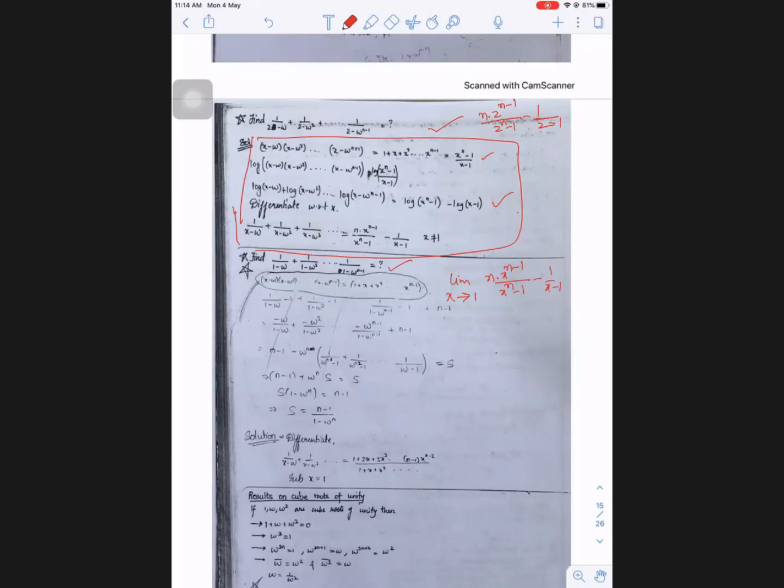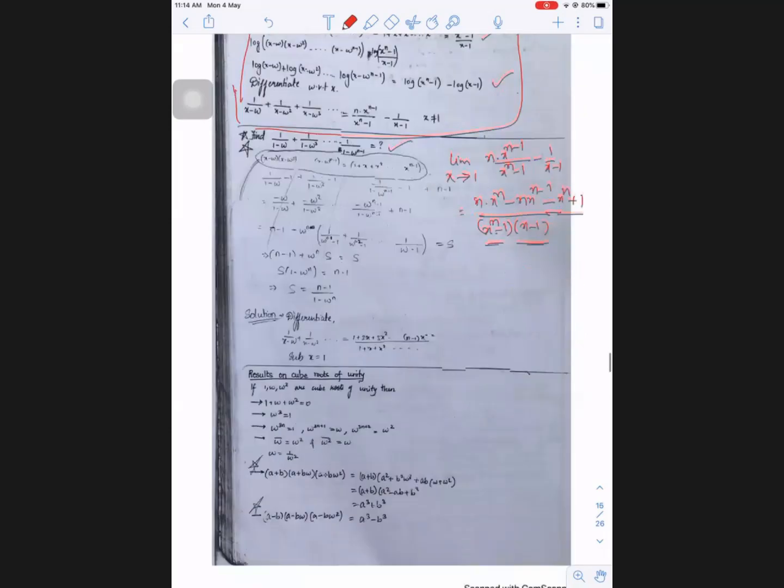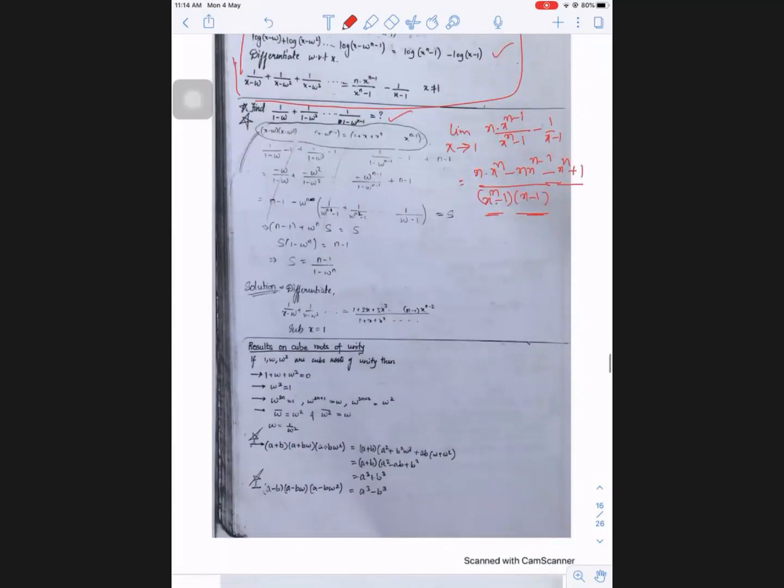Now here just take the LCM, like (x^n − 1)(x − 1). And the remaining numerator is n·x^n − n·x^(n−1) − x^n + 1. Write it like this and apply L'Hospital's rule here. After applying L'Hospital's rule 2 times, you will get the result, because here also x − 1 will come. So you can apply that method.